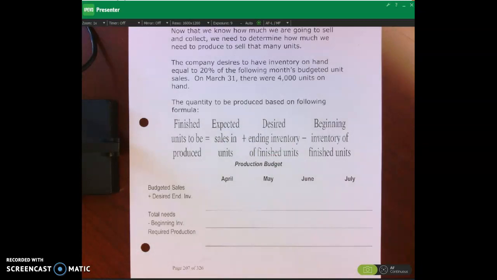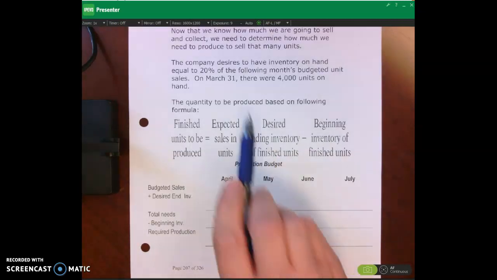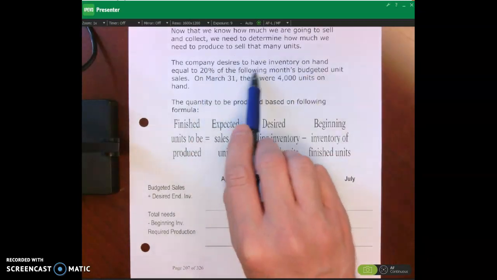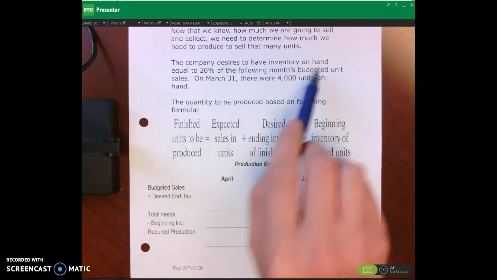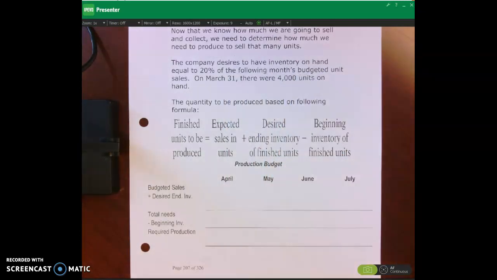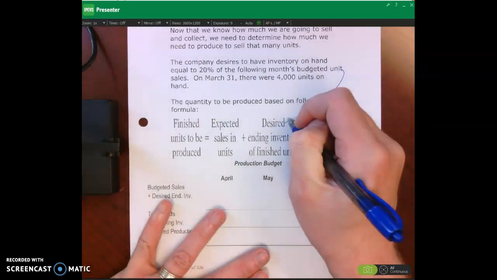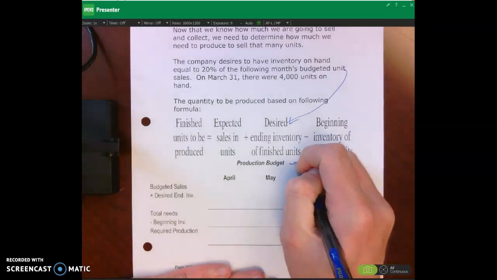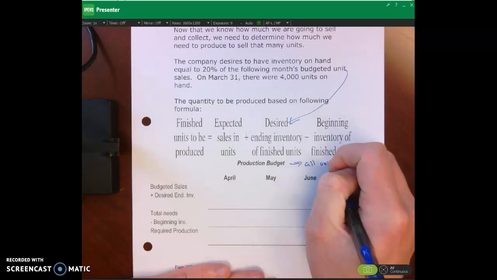So that's basically what we're dealing with here with Royal Company. It's the same idea. Now, our desired ending inventory: the company wants to have ending inventory on hand equal to 20% of the next month's budgeted unit sales. That is how we calculate our desired ending inventory in terms of units. So the production budget is all in units. There's no dollars in the production budget. It is all units.